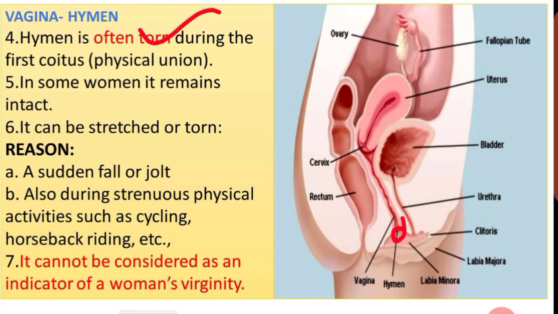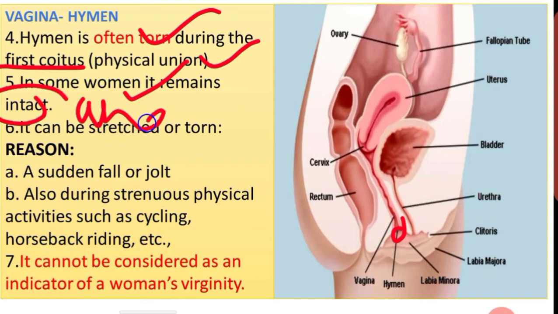Hymen is often torn during the first coitus. What is coitus? Physical union of the male and female body is called coitus. During the first coitus, it often gets torn. But in some women it remains intact. The word intact means undamaged. In some women it remains undamaged. It can be stretched or torn. As I told you before, it may get stretched or torn. Torn means it breaks, it tears.